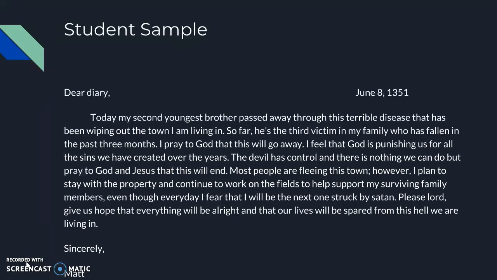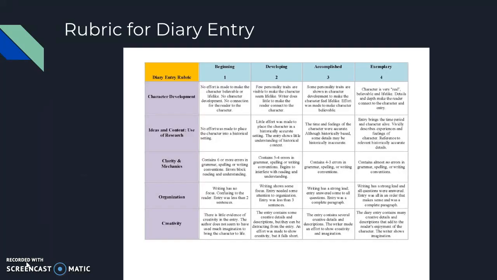Okay, now let's look at this right here, a rubric for the diary entry. As you see, it's 20 points, 4 points for each of 5 different categories: character development, ideas and content, use of research, clarity and mechanics, organization, and creativity. So take a look over the rubric, and take a pause at it.